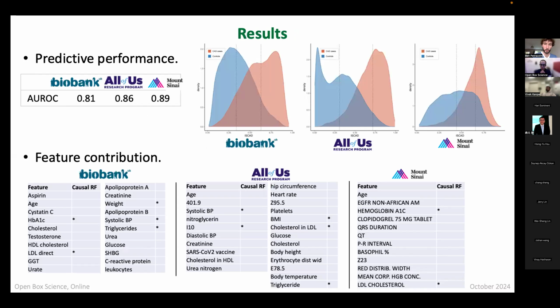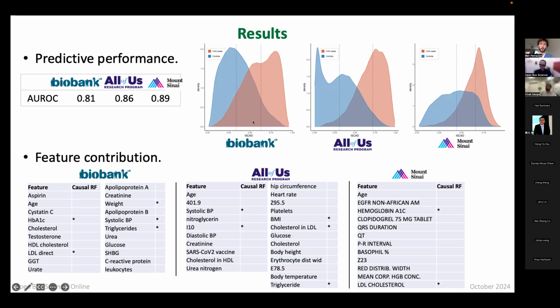And so, onto the performance of the predictive model. We found very good discrimination for the three models in three biobanks: 81 in the UK Biobank, 86 in RFS, and 89 in Mount Sinai Biobank. Then I think it's really interesting to see how the distributions of the different scores differ between cohorts.